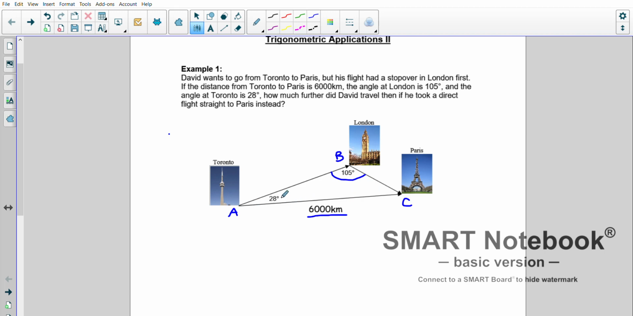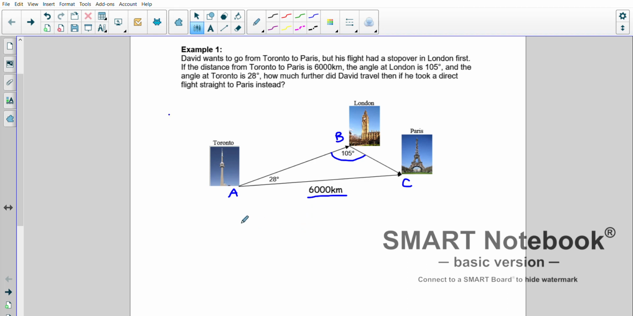So if you're given just three sides, you'll be using cosine law. Or if you're given two sides and the angle that's inside, you would use the cosine law. But if you have this side and corresponding angle, you're going to go ahead and use the sine law.